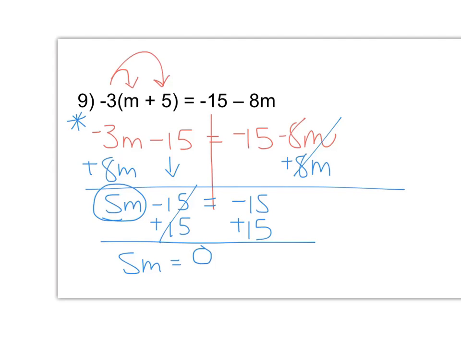And that's okay. Now I'm going to go back here, and I've got to do the opposite of multiplying by 5, which is dividing by 5. I've got to do it to both sides. 5 divided by 5 cancels out, and I'm left with m is equal to 0. 0 divided by 5 is 0, and that is my final answer.